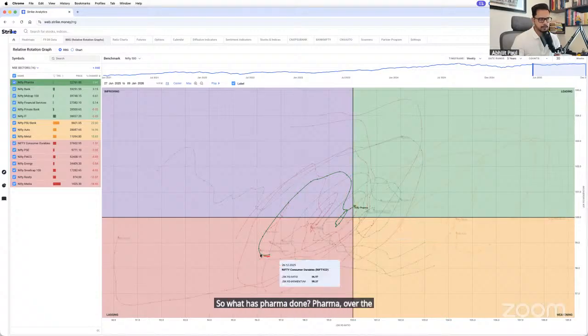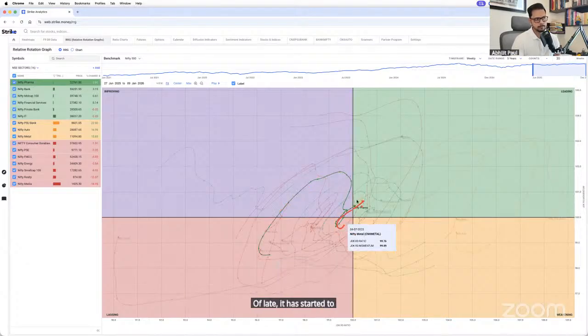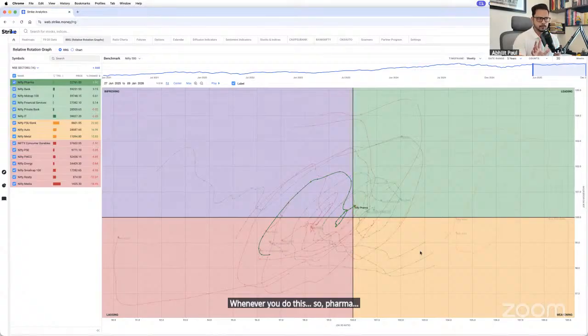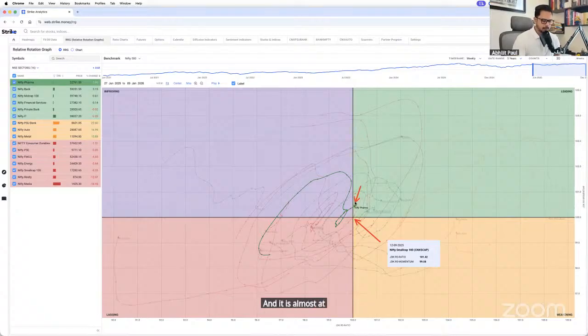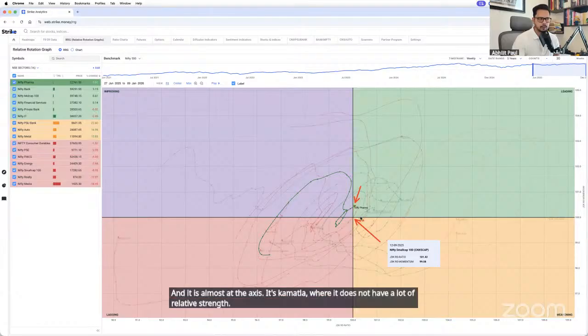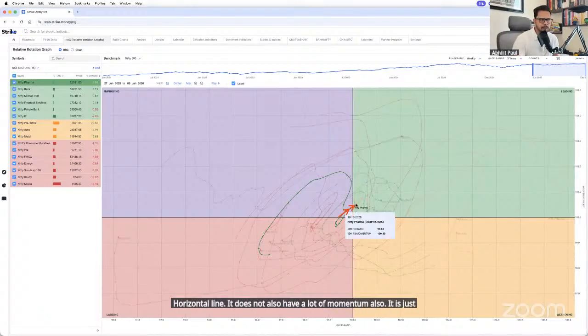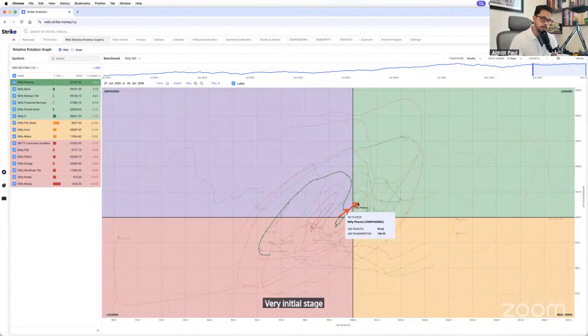So what has pharma done? Pharma over the last 30 weeks that we are taking has improved both relative strength and the underlying momentum. Then it went lackluster. Then it completely lost its momentum. Off late, it has started to pick up. So pharma looks interesting. It is almost at the axis. This is the 0 point and it is almost at the axis. इसका मतलब है it does not have a lot of relative strength. It does not have a lot of position on the right of the horizontal line. It does not have a lot of momentum either. It has just started to angle up like this. Very initial stage.